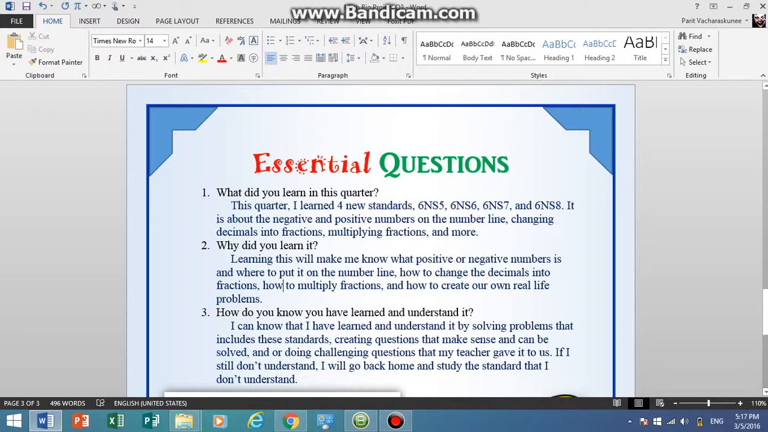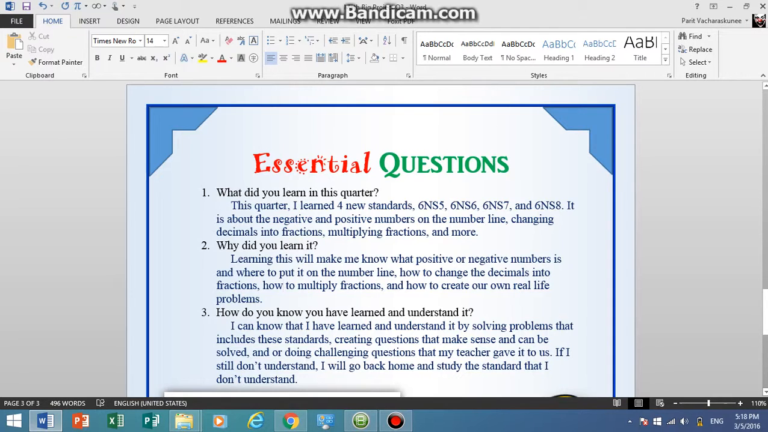These are the essential questions in the Math Big Project. The first question is, what did you learn in this quarter? This quarter, I learned 4 new standards: 6.NS.5, 6, 7, and 8. It is about negative and positive numbers on the number line, changing decimals into fractions, multiplying fractions, and more.